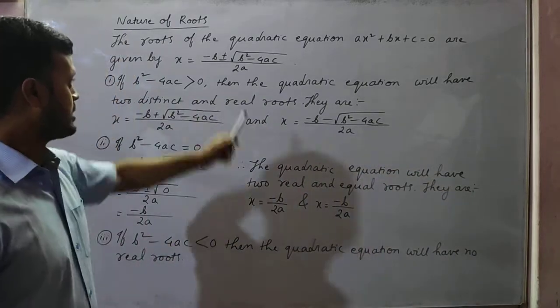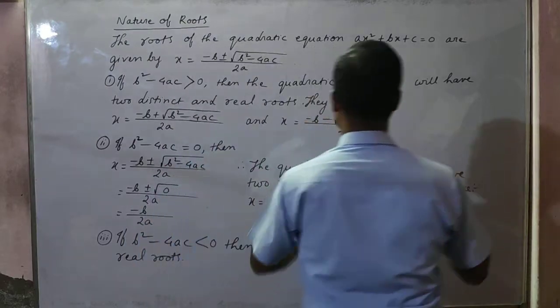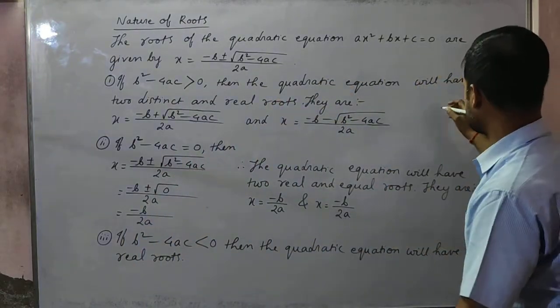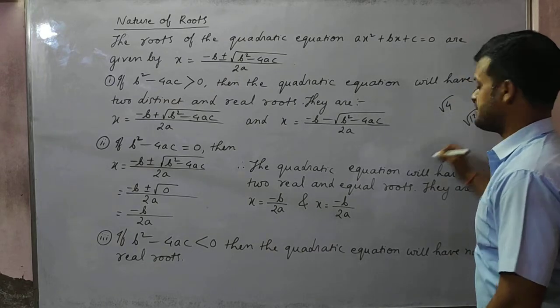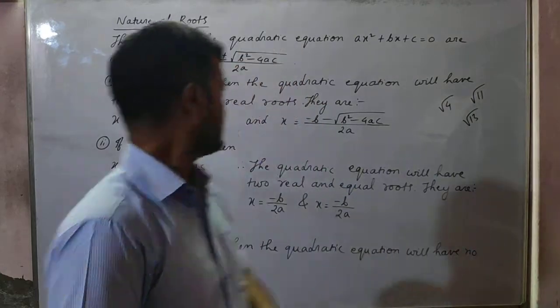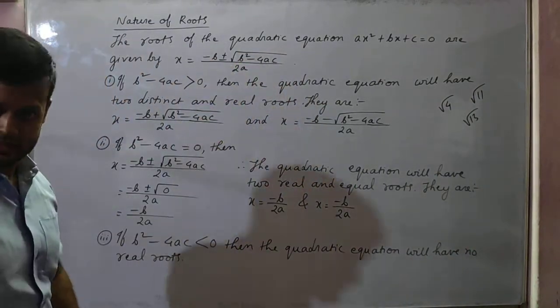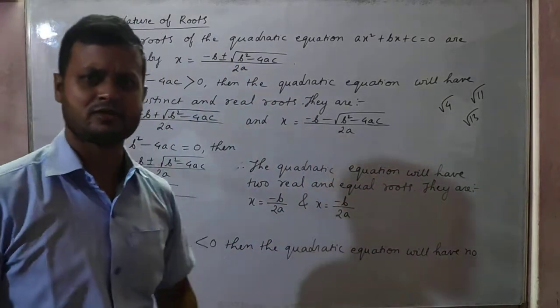Just to see, b square minus 4ac is a positive number means, suppose the value of b square minus 4ac is 4, then it will become root over 4, or root over 11 or root over 13, any positive number. In place of b square minus 4ac there will be a number, no? Either root over 4 will become 2, or root over 11, root over 13, root over 33.